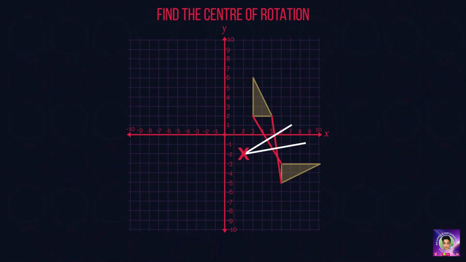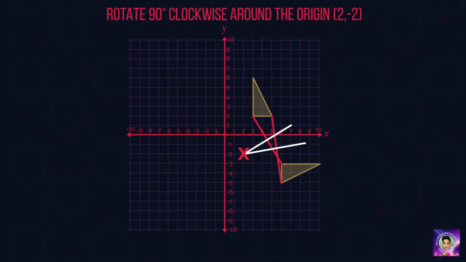So finally, can you remember what 3 things we always need in a rotation question? Yep, that's right. The angle, direction, and rotation point. Watch our other videos to learn about reflections, translations, and enlargements.